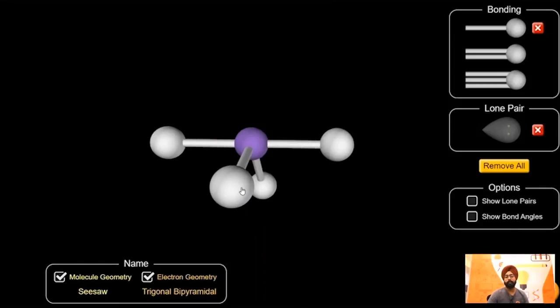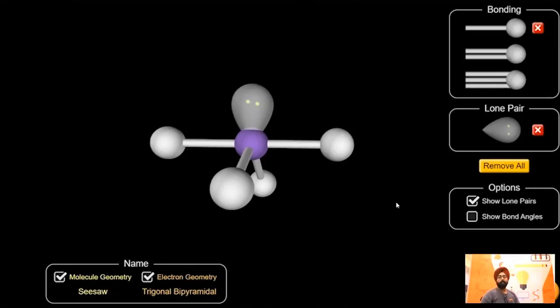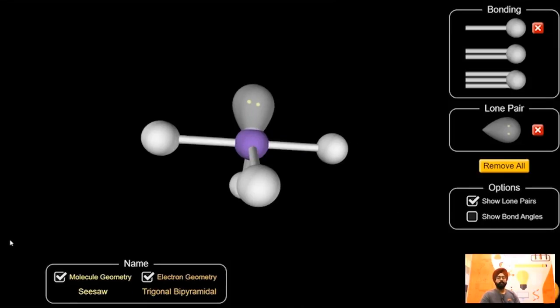Here one person can sit, here some other person can sit. If I show the lone pair as this thing in the middle, let's make Dheeraj sit here and Aditya sit here. Apparently this becomes a seesaw. So the example we had taken was SF4. As you can see, this is the case.